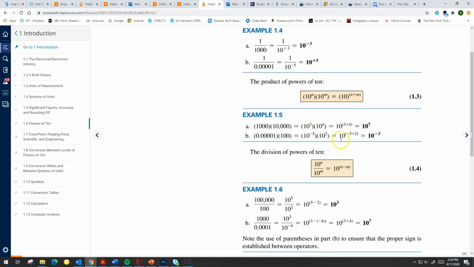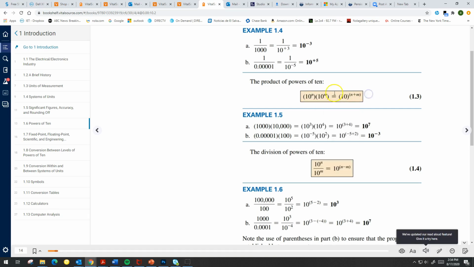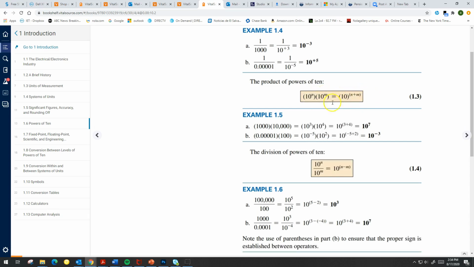Be careful here, because a lot of people tend to make that mistake that since you're multiplying the numbers here and the base is 10, they tend to multiply the exponent, but that's not the case. When you multiply numbers of the same base, the exponents add up. They don't multiply, right? So be careful about that.